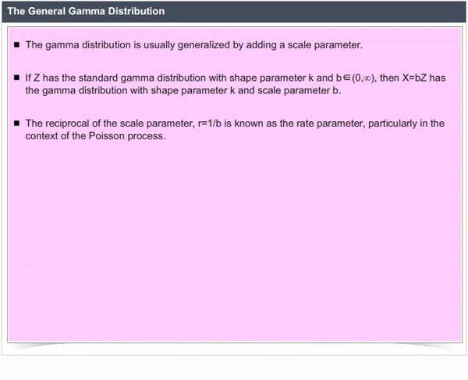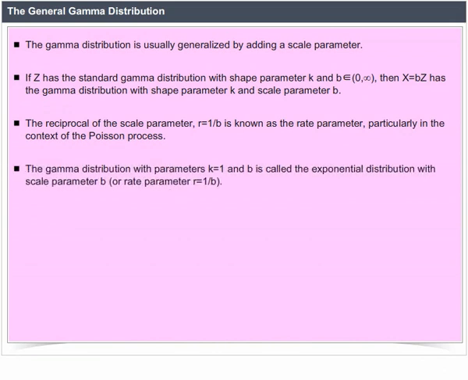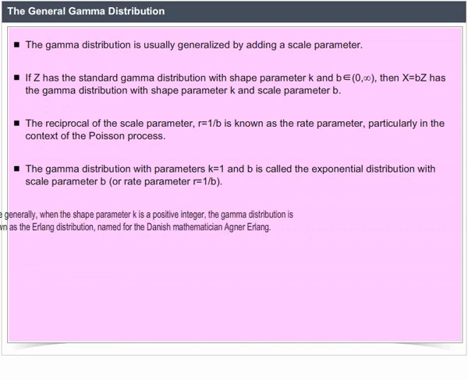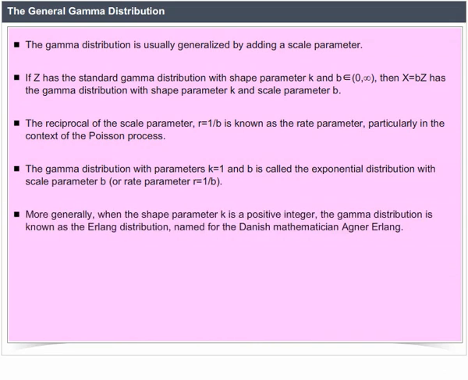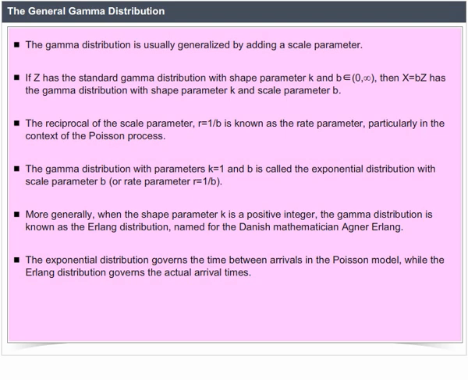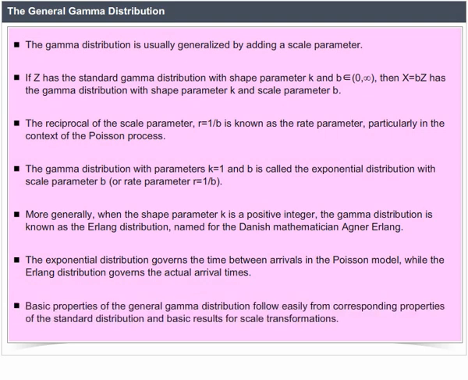The gamma distribution with parameters k = 1 and b is called the exponential distribution with scale parameter b or rate parameter r = 1/b. More generally, when the shape parameter k is a positive integer, the gamma distribution is known as the Erlang distribution, named for the Danish mathematician Agner Erlang. The exponential distribution governs the time between arrivals in the Poisson model, while the Erlang distribution governs the actual arrival times. Basic properties of the general gamma distribution follow easily from corresponding properties of the standard distribution and basic results.